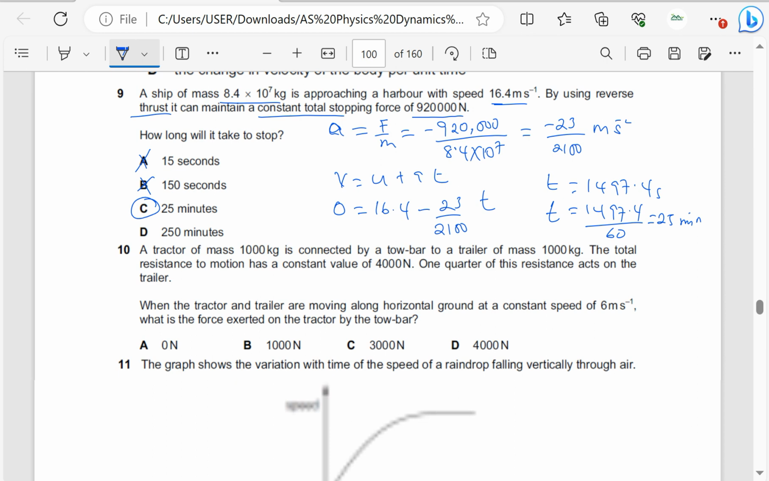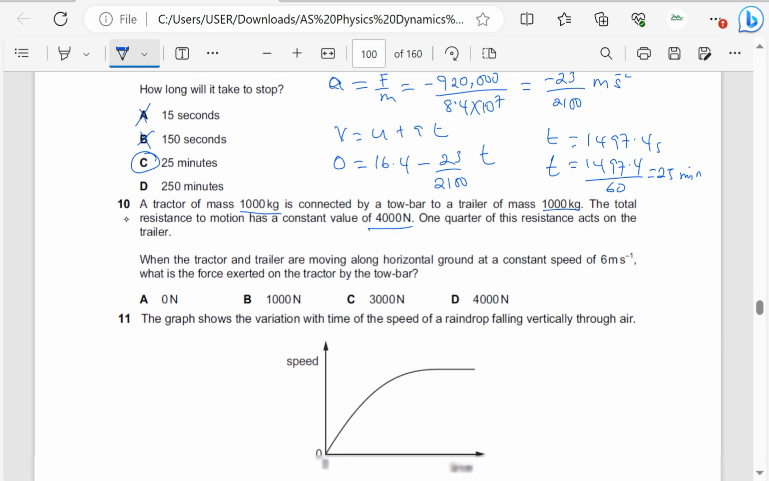A tractor of mass 1000 kilograms is connected by a tow bar to a trailer of mass 1000 kilograms. The total resistance to motion has a constant value of 4000 newtons. One quarter of this resistance acts on the trailer. When the tractor and the trailer are moving along a horizontal ground at a constant speed of 6 meters per second, what is the force exerted on the tractor by the tow bar?